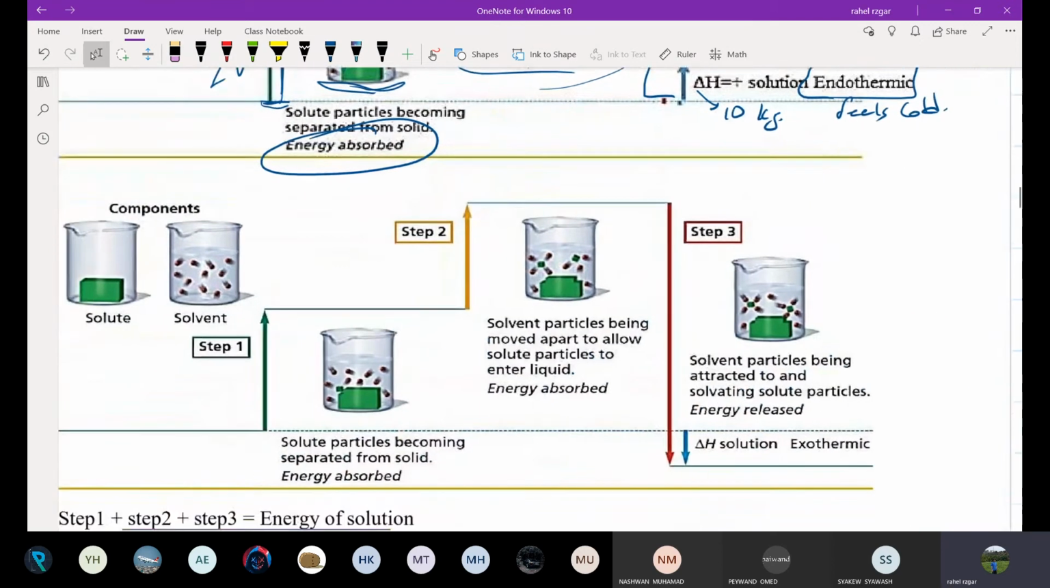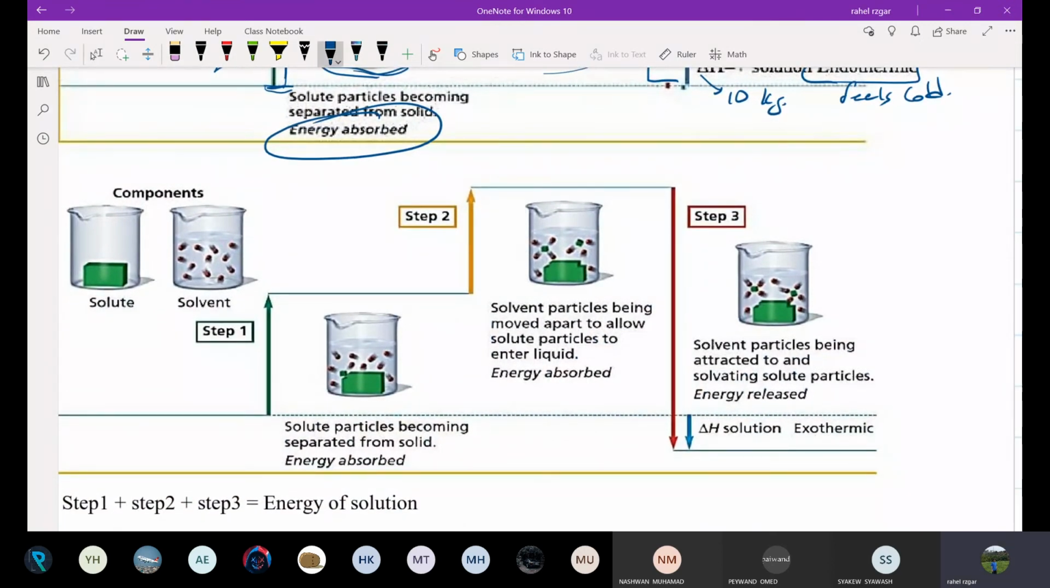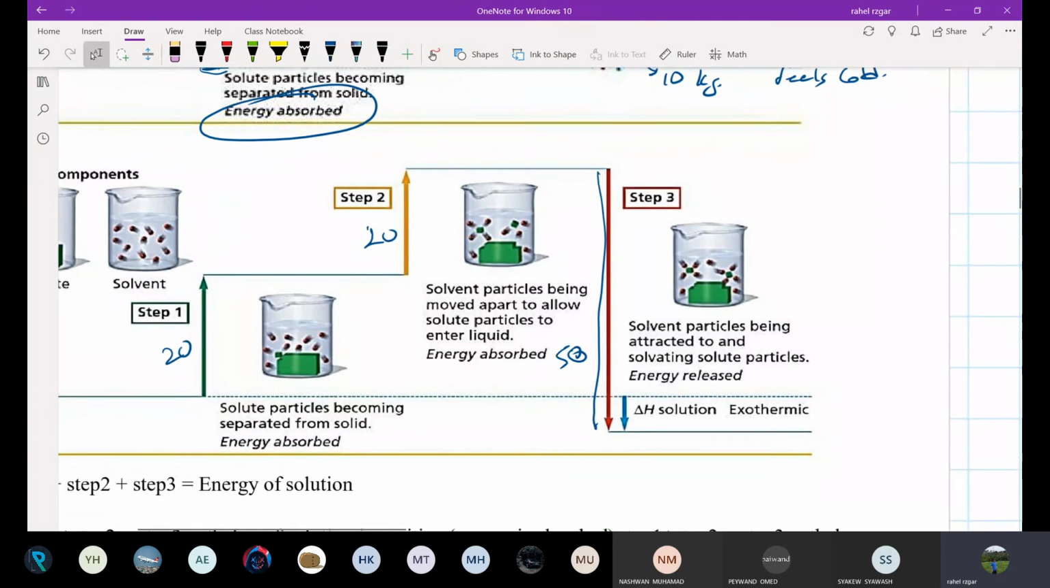But if, like this one, if this is 20, let's say the amount of the release here is 50. So 10 kilojoules has been released more than it has absorbed.